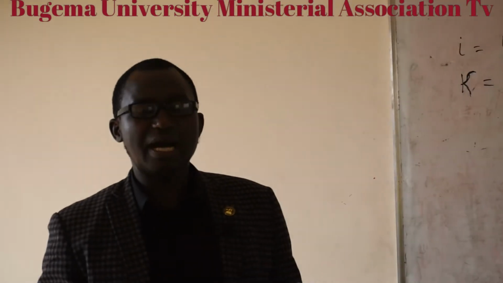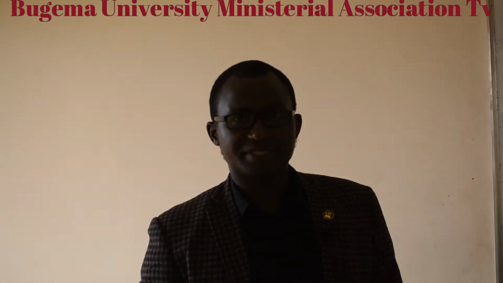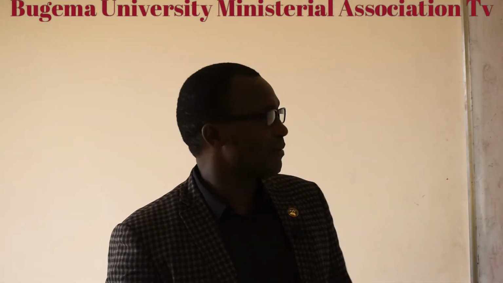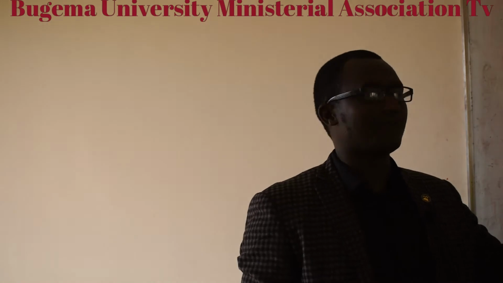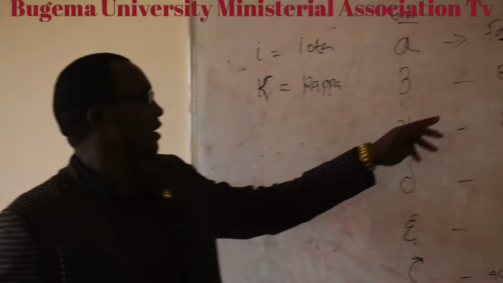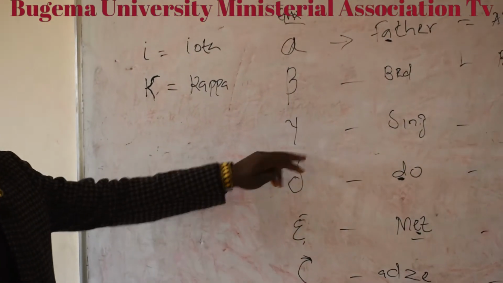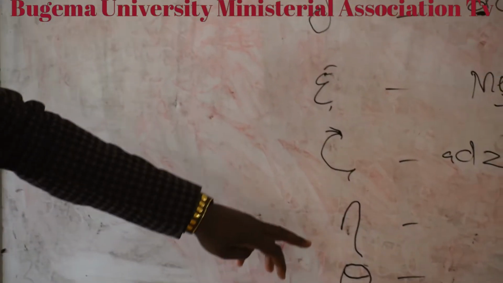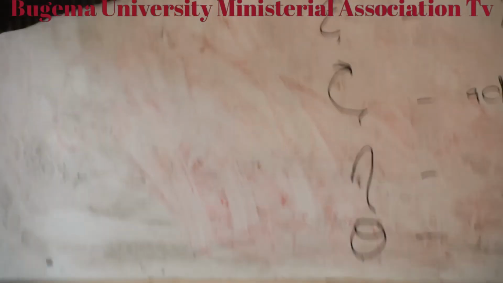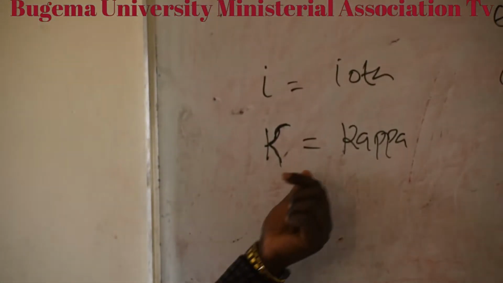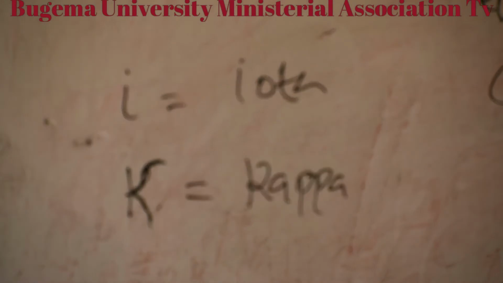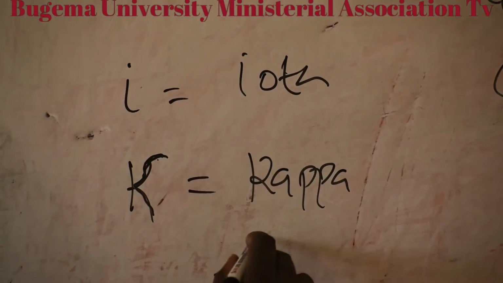Let me come back to you so that you don't get lost. We are writing about Greek alphabets. We cannot learn anything in Greek without understanding the alphabets. Where we have come so far, we have started from alpha, beta, gamma, delta, epsilon. We have the zeta, the eta, the theta, the iota, and then the kappa. And we are continuing. The next one is known as the lambda.